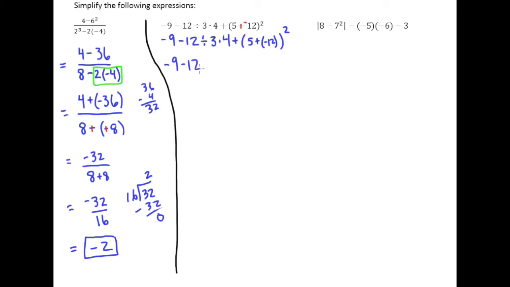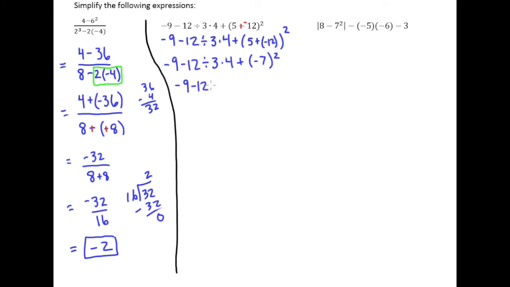And then rewriting everything else. I know this part's a pain, but I promise it'll pay dividends. Rewrite everything. 5 plus negative 12. Well, 12 minus 5 is 7, and so this is going to be a negative 7 in parentheses there, and we still have that square. So we took care of the parentheses. Now we can take care of exponents.